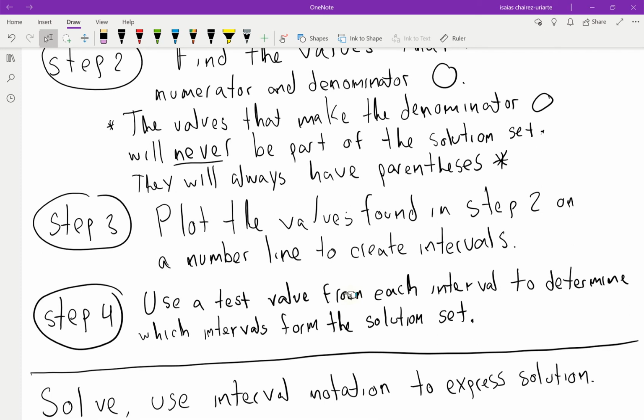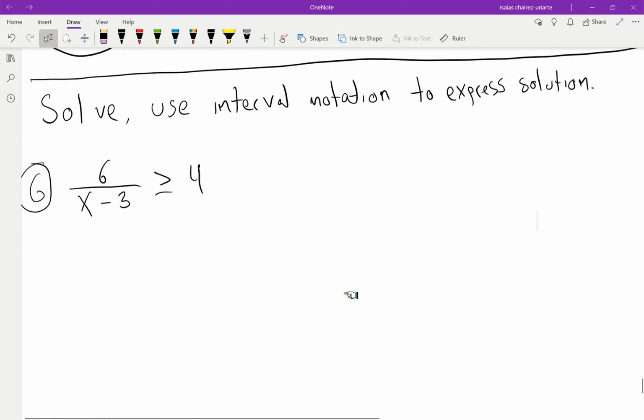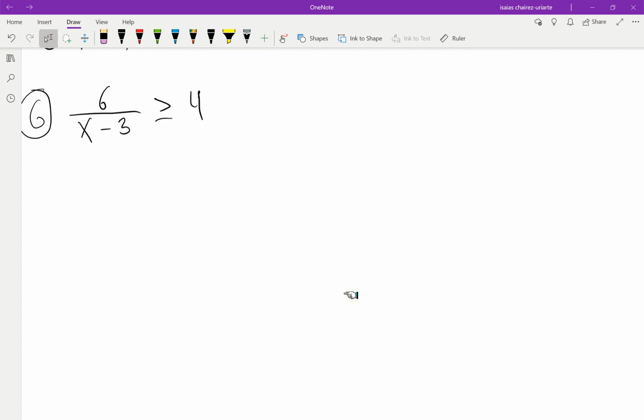Okay, so let's get on with it. Let's see. There are 3 rational inequalities to be solved. It's problem 6. You should write it down. This is problem 7 down here.